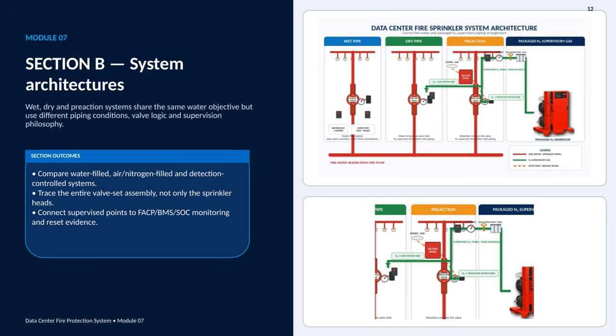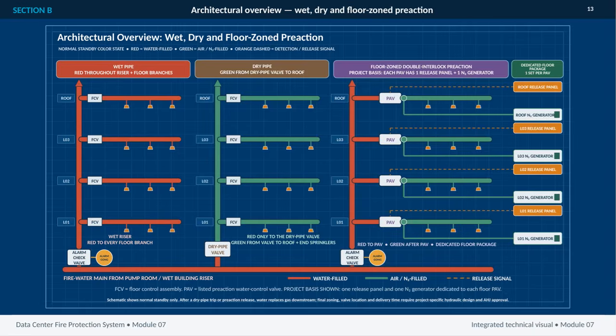Finally, we'll consider reset evidence, so a return to normal indication is supported by a clear, verifiable sequence rather than assumed. By the end of this section, the goal is to understand both how each architecture works and how its condition is monitored. This schematic compares 3 sprinkler arrangements and shows their normal standby condition.